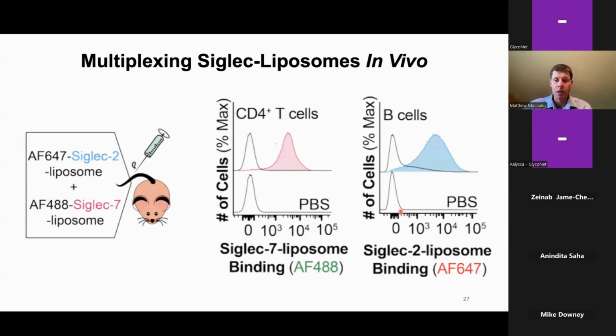Now, this in itself might not be that profound, but this is actually the exact same binding that we got when we performed the same experiment ex vivo. So we can recapitulate what we get in terms of binding to cells in a tube versus in a mouse. So that was very gratifying, and we're doing it in a multiplexed fashion with two different colors.